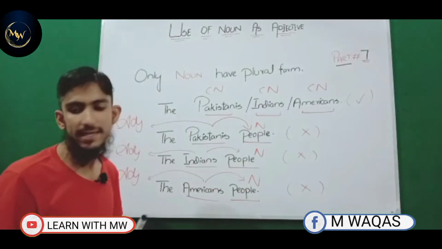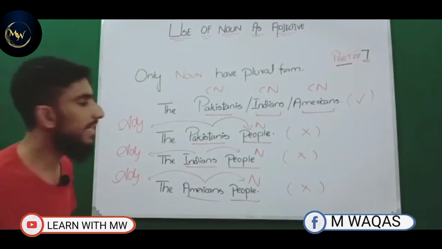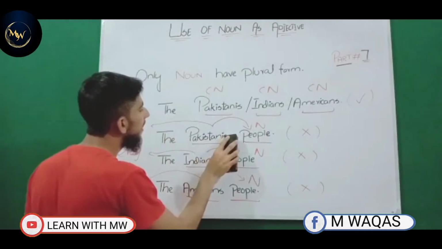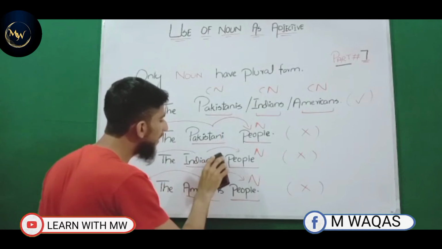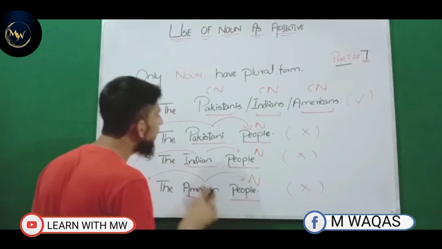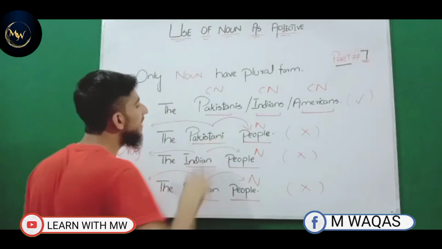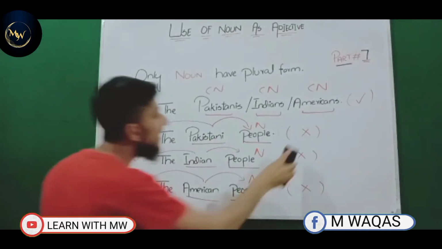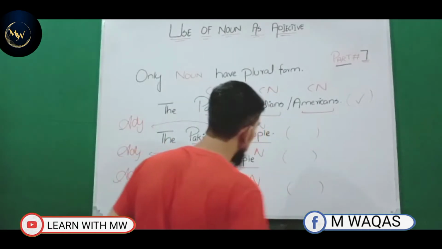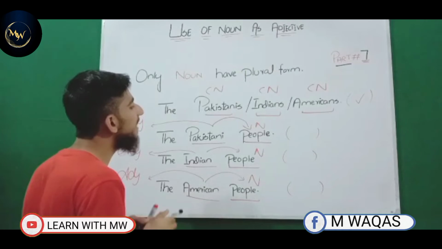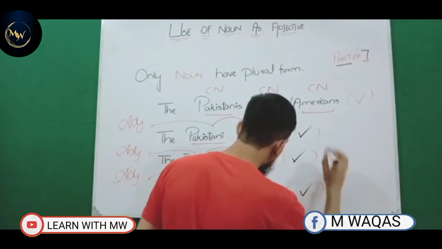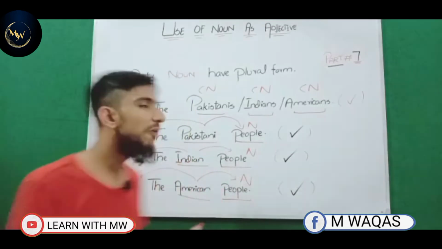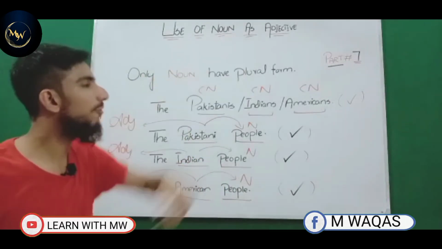So what will be the correct sentence? Now we will write the correct sentence. We just have to remove the S. The Pakistani people. So now this sentence will be right. The Pakistani people, right? The Indian people and the American people. So viewers, now we have discussed the whole concept of the use of noun as adjective.